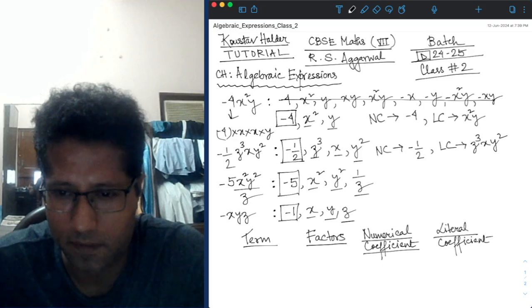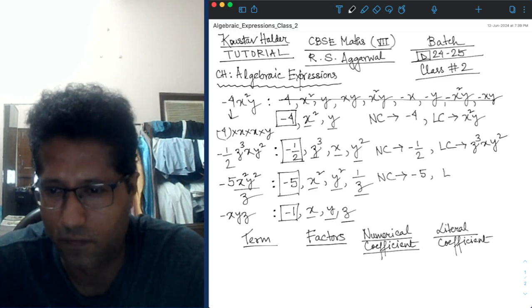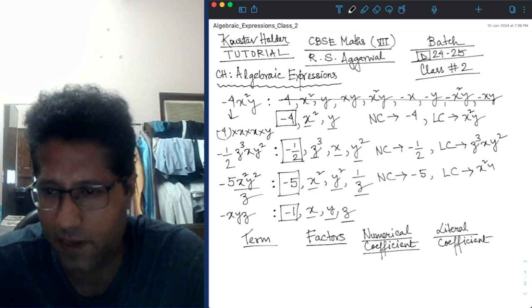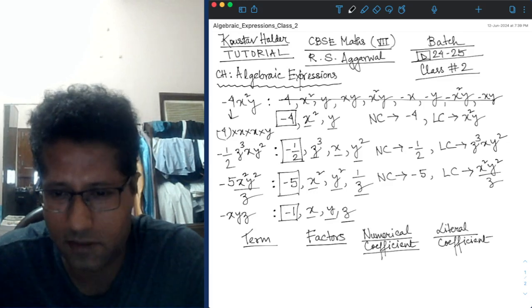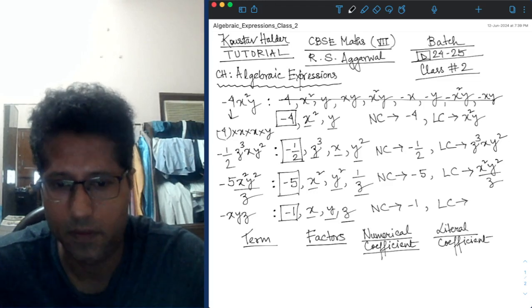Similarly, for the third term, the numerical coefficient is minus 5 and the literal coefficient is x square y square by z. For the last term, the numerical coefficient is minus 1 and the literal coefficient is xyz.